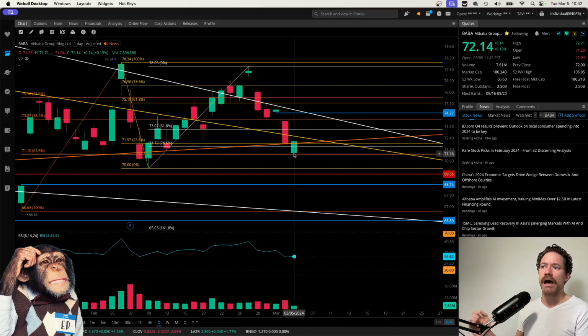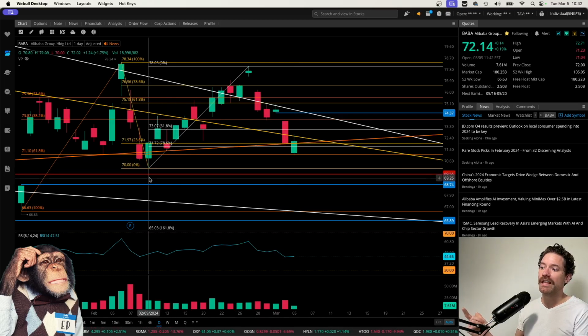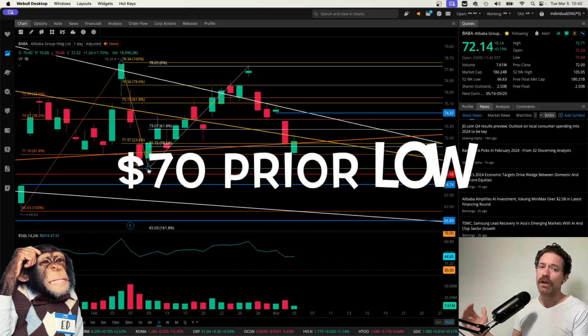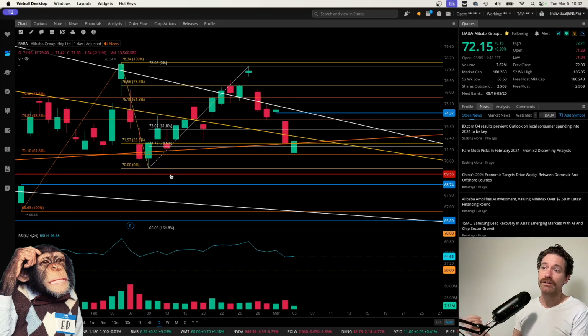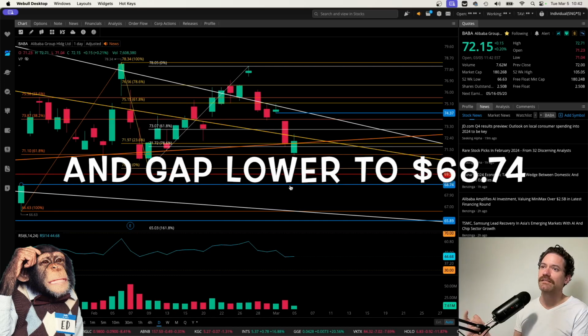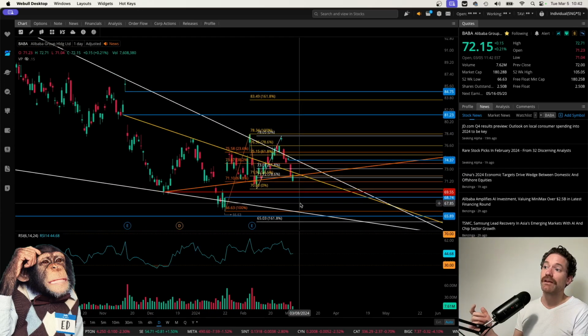But if the bottom is not in, could price continue lower? Most definitely, always a possibility. And so the next level that I do see to the downside would be this recent low that was hit on February 9th, and that is at a price of $70, also just being a psychological round number there. And then just below it, I do have this red line marked at $69.55.